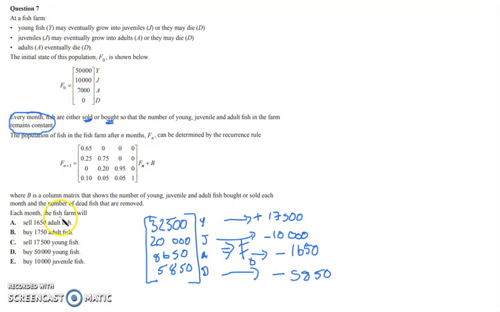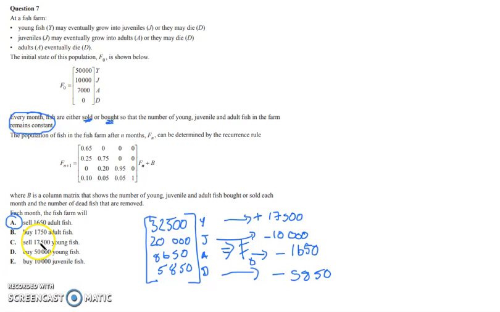Now that we've done this calculation, let's have a look at which one of these is true. For each month, the fish farm will, A, sell 1,650 adult fish. So let's have a look, adult fish here. We need to remove 1,650 from our population, and how we do that is we sell it. So that one is correct.